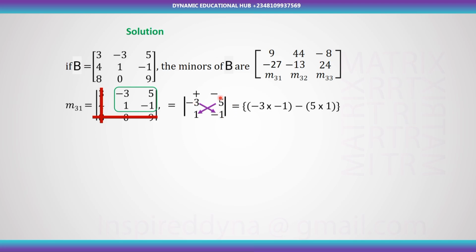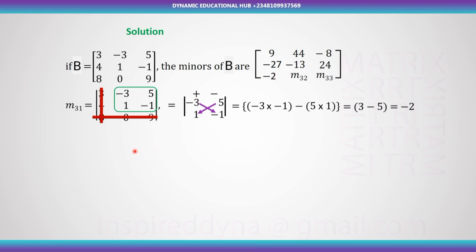Then you have minus 5 multiplied by 1. Minus 3 multiplied by minus 1 gives you 3, and plus 3. 5 multiplied by 1 is 5. Because of the minus outside, we have minus 5. 3 minus 5 is minus 2. That is what we have here.